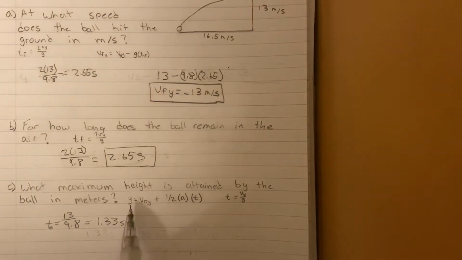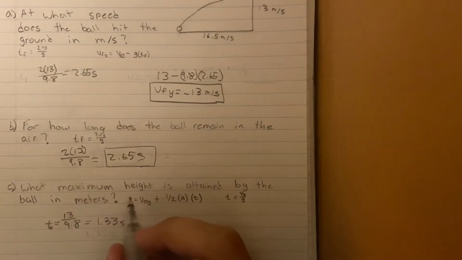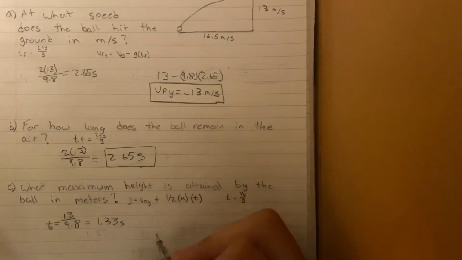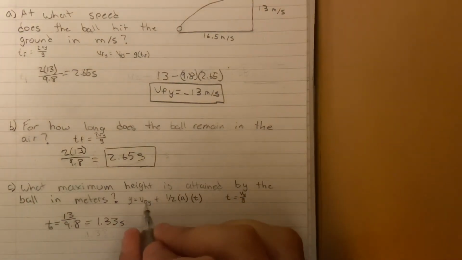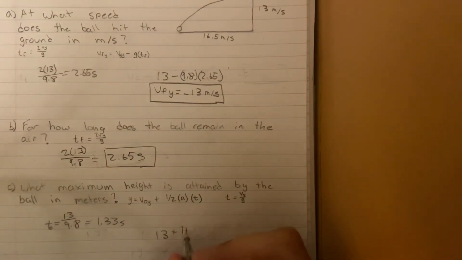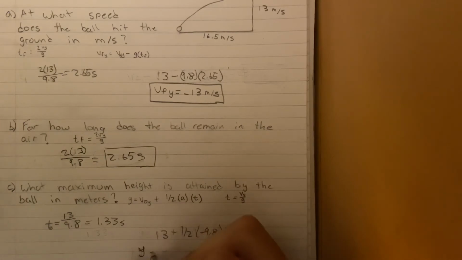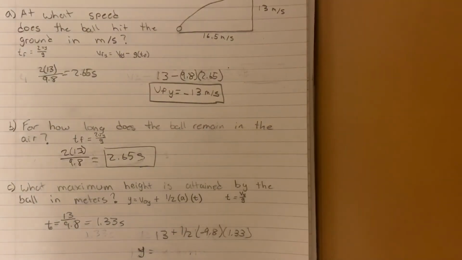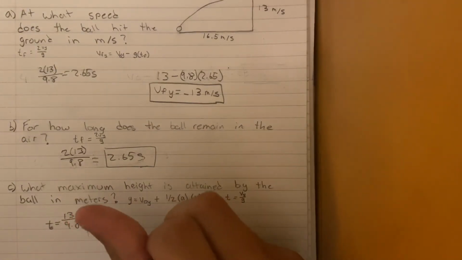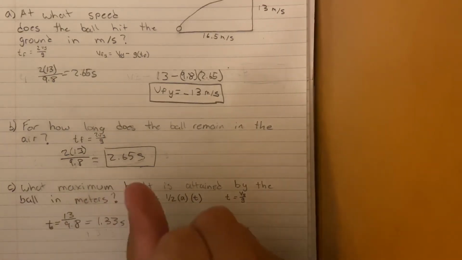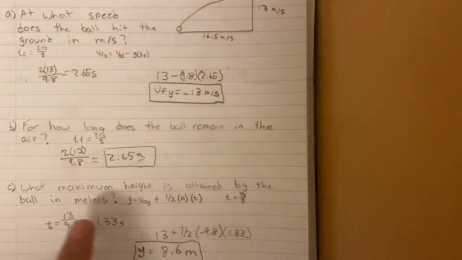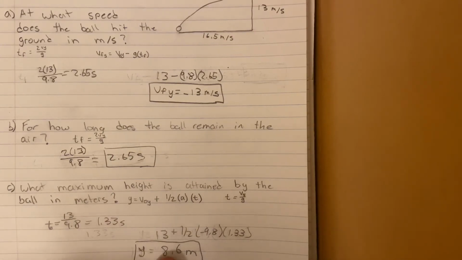We can then plug this into our distance equation for y, which takes 13, which is our initial velocity in the y direction, plus 1/2 times negative 9.8 times 1.33. When we do that, the y distance ends up coming out to be 8.6 meters, which means the highest the ball reaches is 8.6 meters.